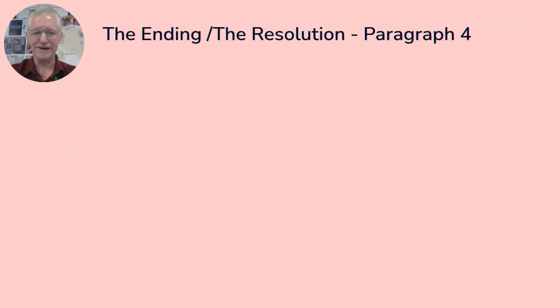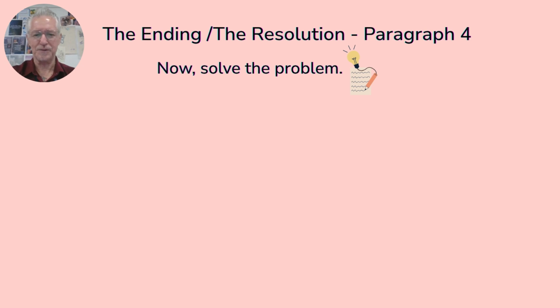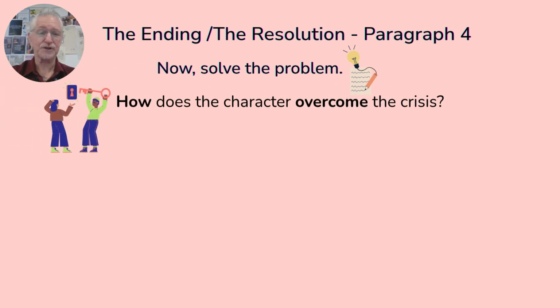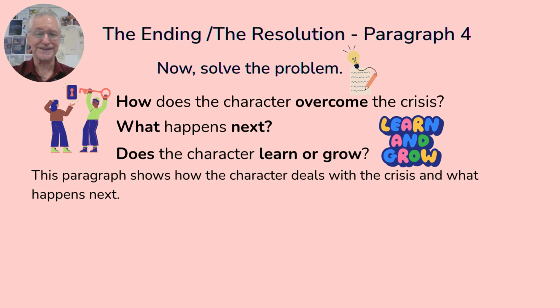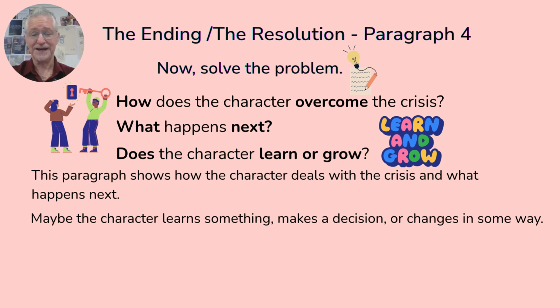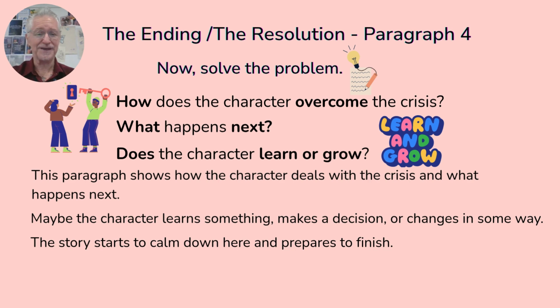Now we're at paragraph 4, the end, the resolution. This is where you solve the problem. How does the character overcome the crisis? What happens next? And do they learn or grow from what has happened? This paragraph shows how the character deals with the crisis and what happens next. Maybe the character learns something, maybe they make a decision, or maybe they change in some way. The story starts to calm down here and it prepares for the finish and the conclusion.